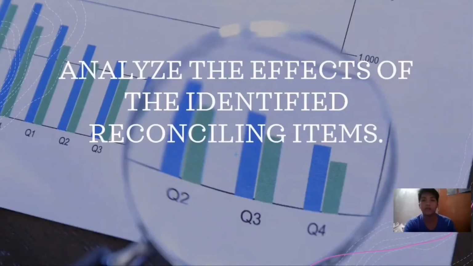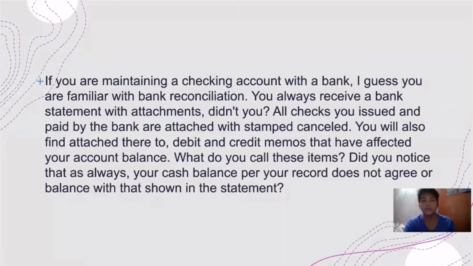Analyze the effect of the identified reconciling items. You are maintaining a checking account with the bank. I guess you are familiar with bank reconciliation. You always receive a bank statement with attachments. All checks you issued and paid by the bank are attached with a stamped cancel. You will also find attached there debit and credit memos that have affected your account balance. What do you call these items? You notice that, as always, your cash balance per your record agrees or balances with that shown in the statement.